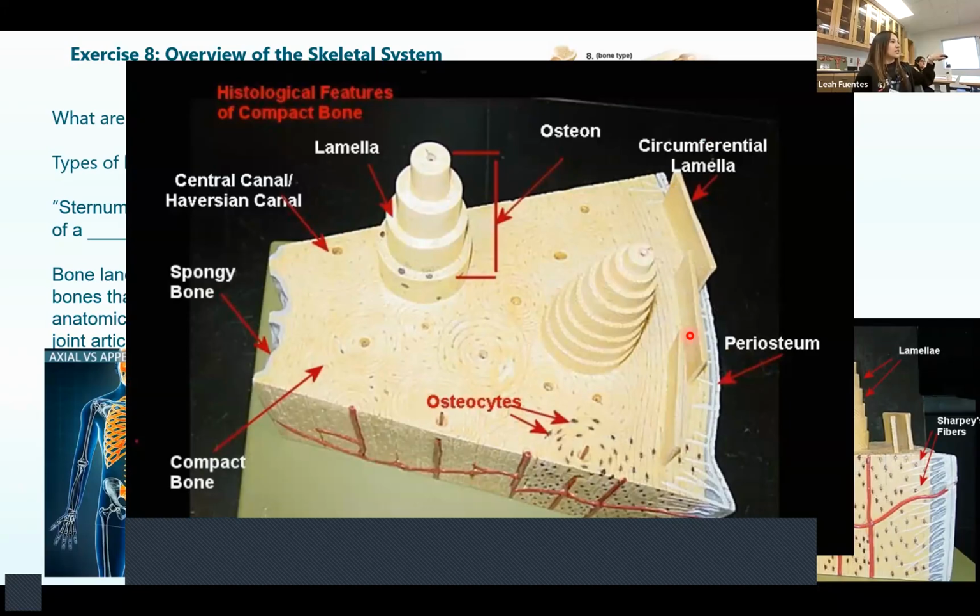So again, this is a superior view of the model of compact bone. The periosteum is that outside layer, circumferential lamellae, spongy bone, compact bone, the central canal. These are just some of the things that are usually asked on the exam.